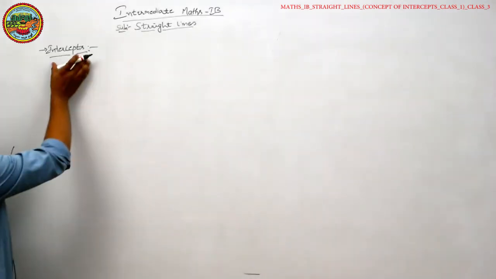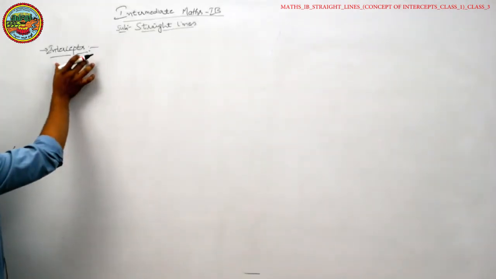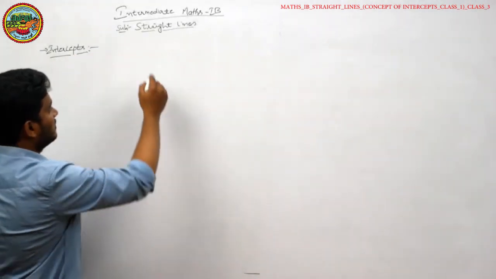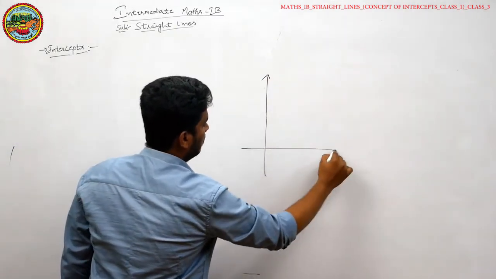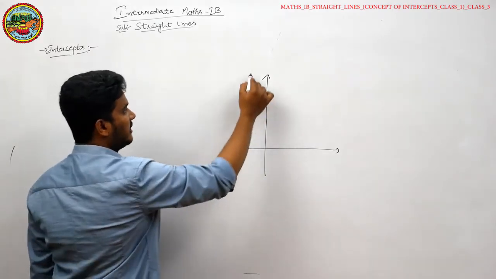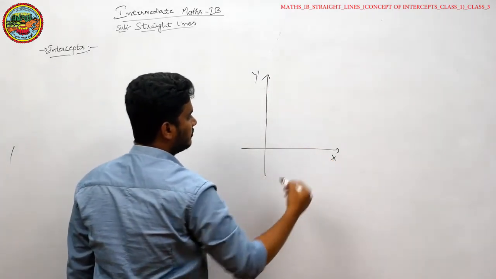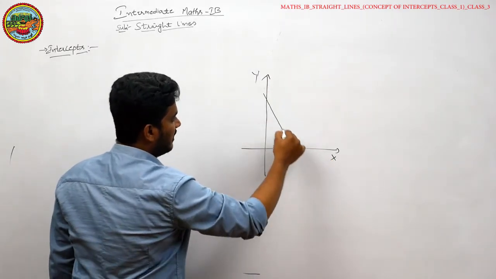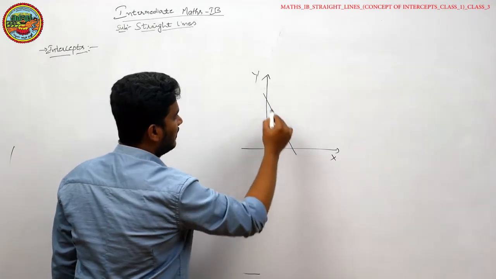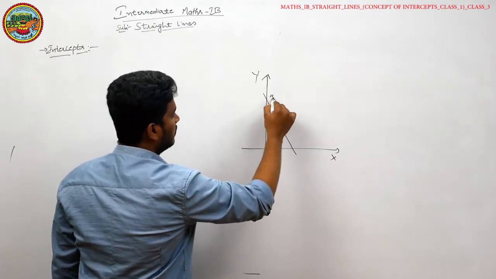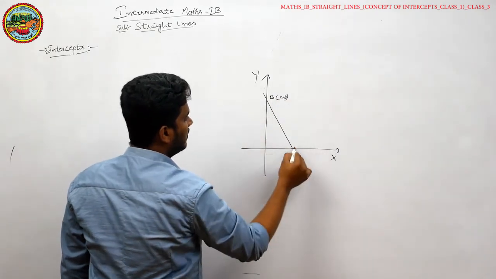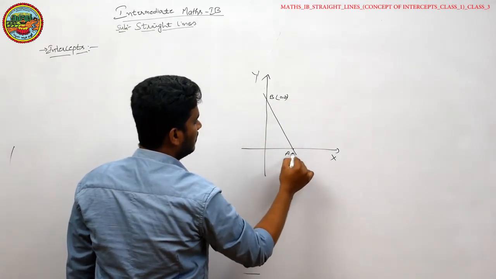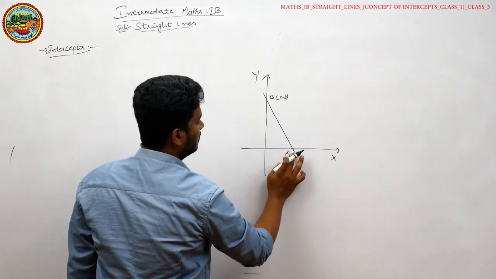So first of all, what is the meaning of intercepts? Here we have the coordinate axes, the y axis and the x axis. This is a line, line AB. Here is the point B, 0 comma B, and here is the point A, A comma 0.